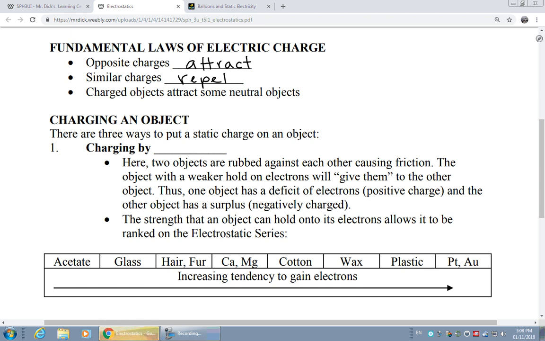Now, from there, we can start talking about how objects even become charged in the first place. Typically, objects might start with a neutral charge, meaning that they have the same number of protons as they have electrons, and that balances out their charge. But there are various ways that they can become charged. One of the most common ways is what we call charging by friction. It gets that name because friction is quite literally involved. We take two different objects and rub them together, which causes friction.